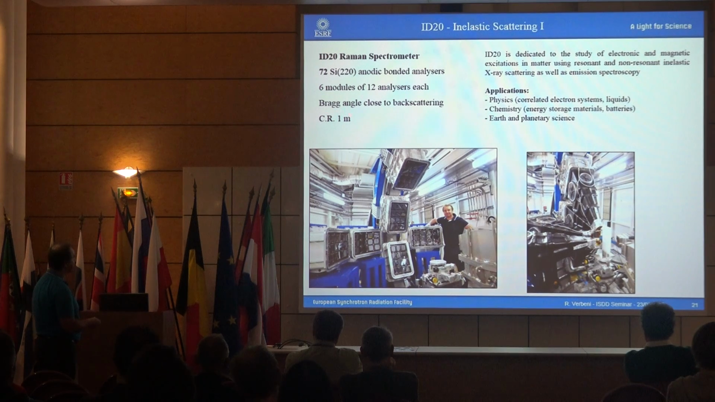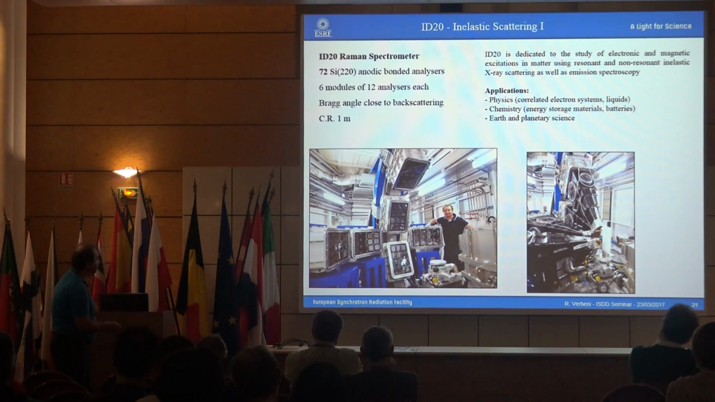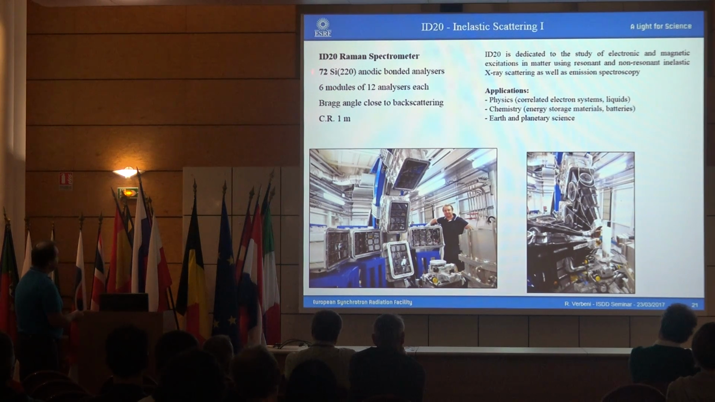And they work at a fixed angle, very close to backscattering, with a curvature radius of 1 meter. Here in the other picture, you can see the same module with the characteristic vacuum chamber made of carbon fiber. Very, very light and very nice. So here they have 72 analyzers.